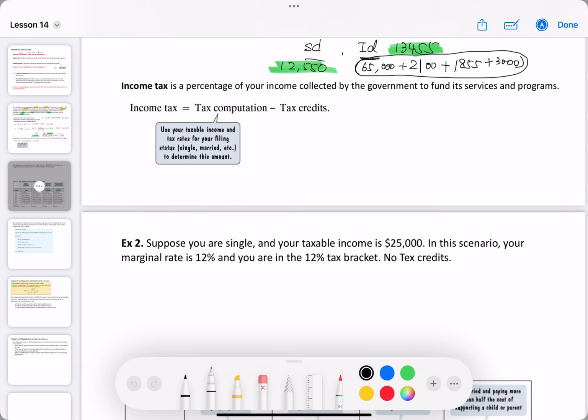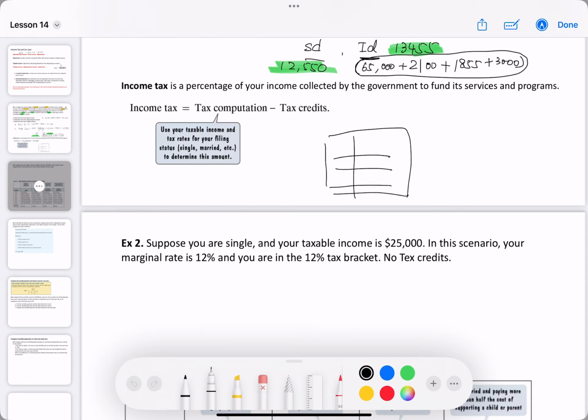Okay. Next part is a new definition we call the income tax. If you are earning money and you make a lot of money, then you need to pay income tax. Income tax is a percentage of your income collected by the government to fund its services and programs. Income tax equals tax computation minus tax credit. What is the tax computation? I'm going to give you a table later.